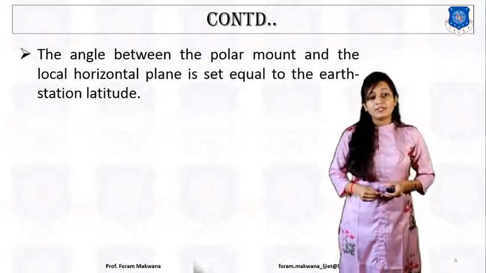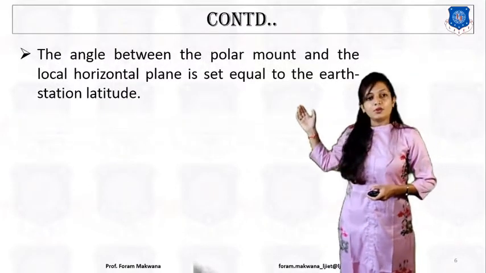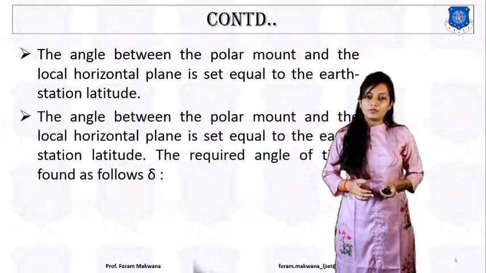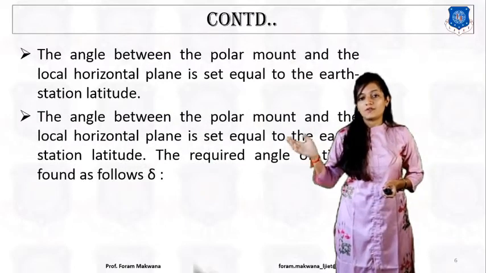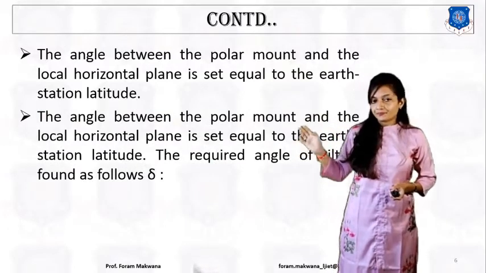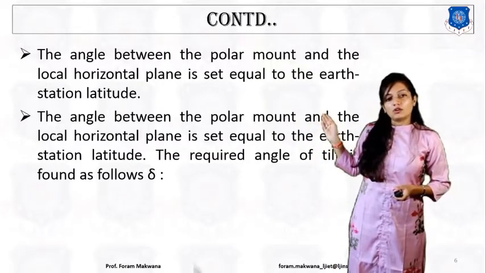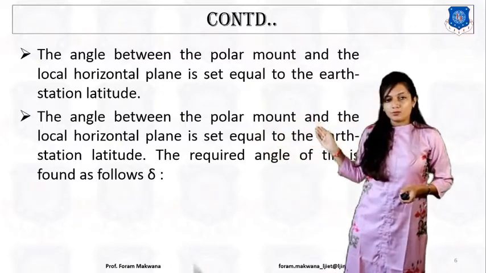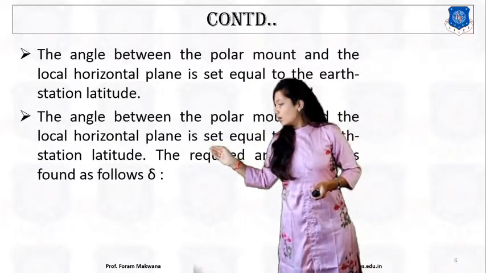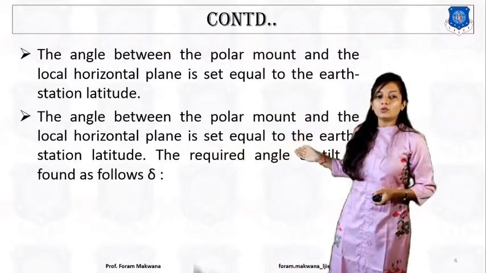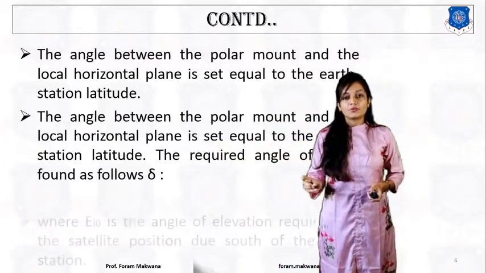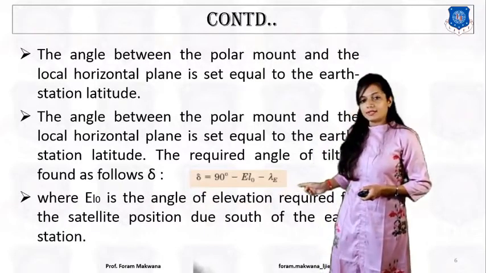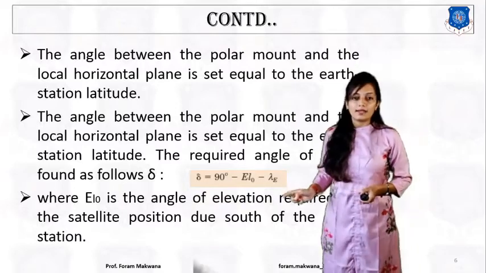So the angle between the polar mount and the local horizontal plane is set equal to the Earth station latitude. You know the definition of latitude and longitude that we already discussed in the last session. So the angle of tilt, that is the angle between the polar mount and the local horizontal plane, is set equal to the Earth station latitude. So the angle of tilt required is 90 minus elevation angle minus lambda e.